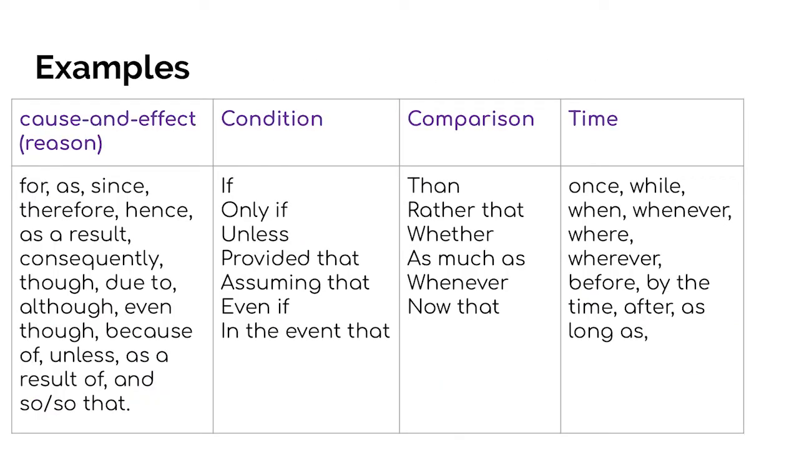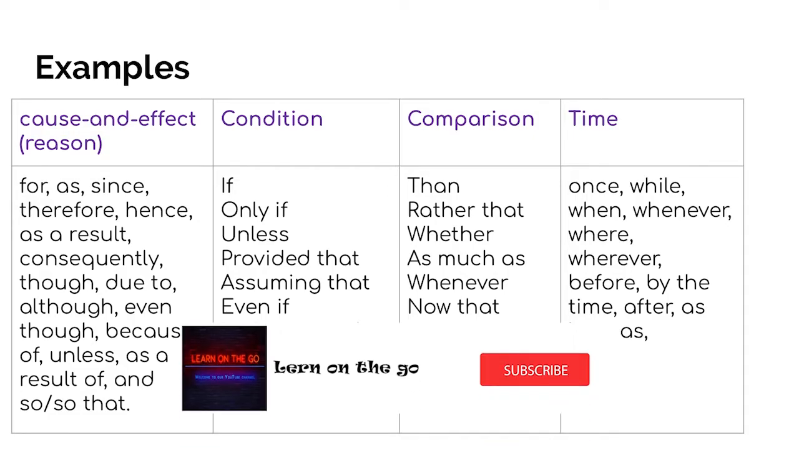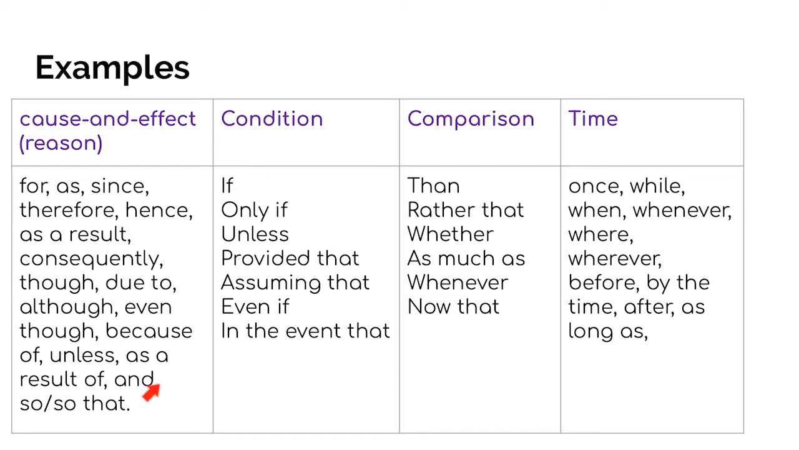These are some examples of subordinating conjunctions. We have talked about why we use subordinating conjunctions, the purpose, and the method of using subordinating conjunctions. To show cause and effect, here is the list of subordinating conjunctions that you can use. To show condition, to show comparison, to show time, we can use these conjunctions. You may pause the video to read all of them and try to remember as many as you can. These will improve your writing.